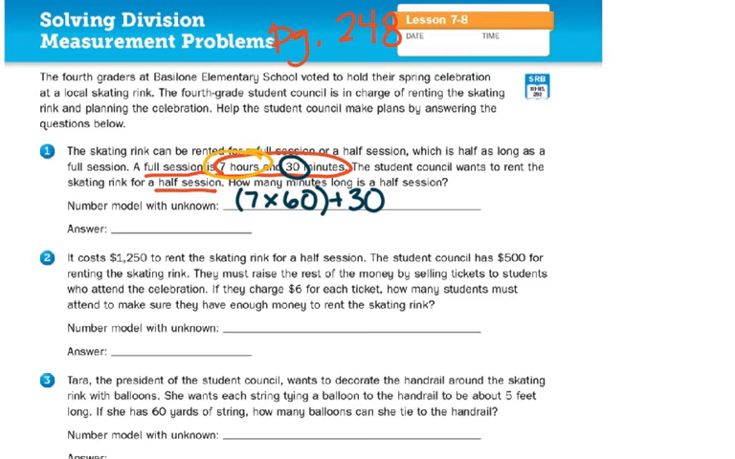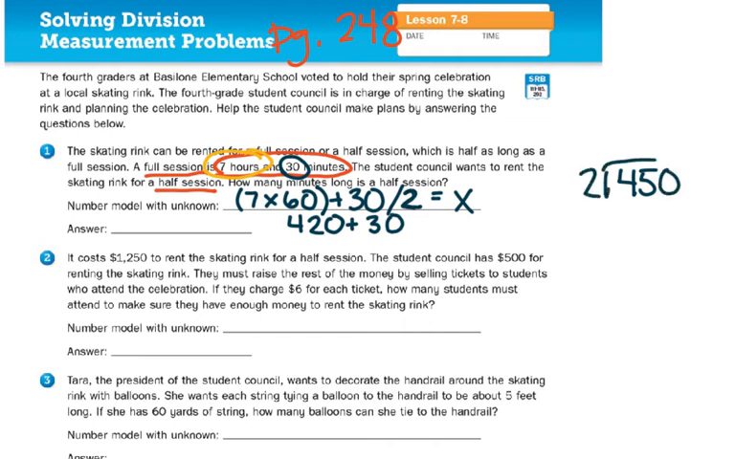And then we know we want just half of that session. So we're going to divide it in half, or divide it by 2. That will give me my missing amount of time. So 7 times 60, well, 7 times 6 is 42, plus a 0. Plus add on 30 to that. 30 minutes is 450. And now we need to divide it by 2.